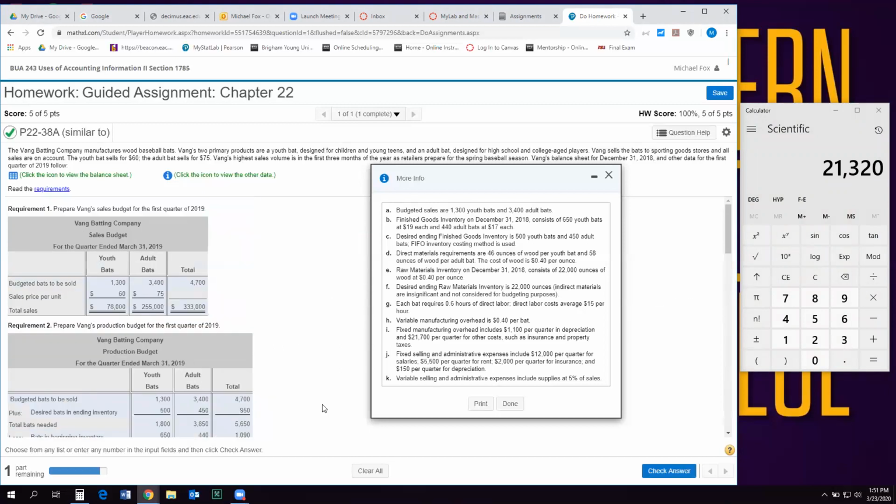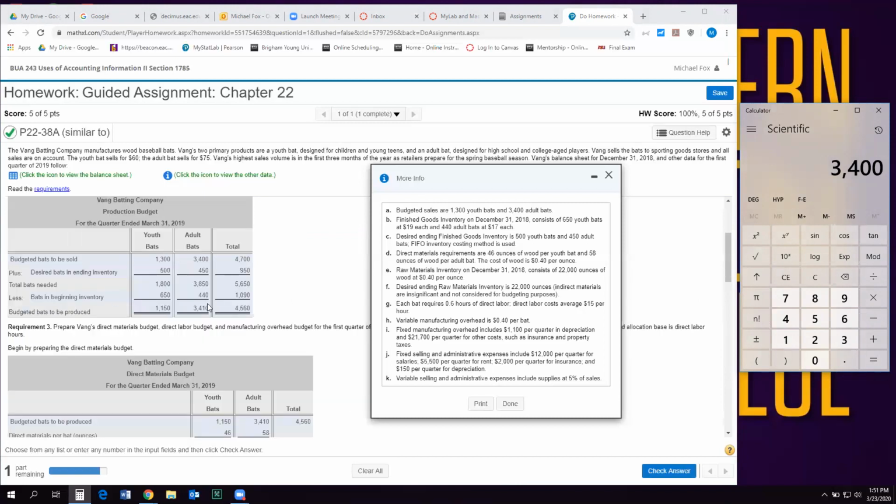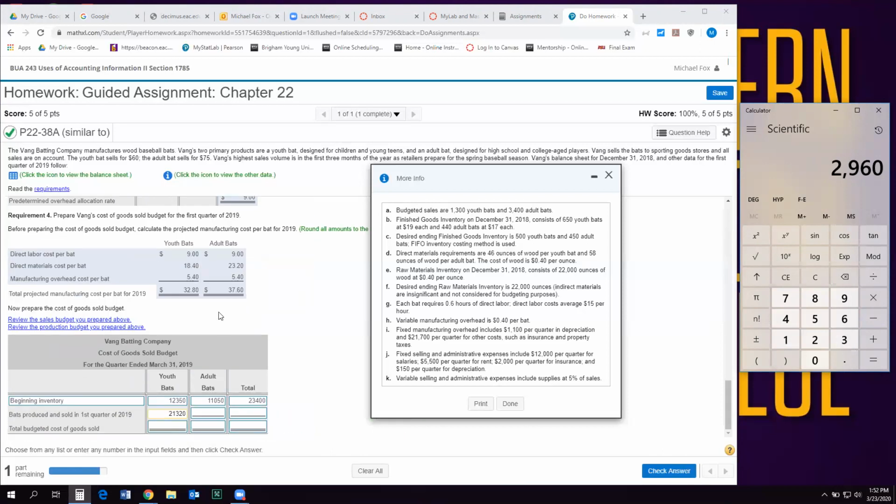Our adult bats, we think we're going to sell 3,400. That's our budget. Of those, 440 were in beginning inventory. So we think we're going to produce and sell 2,960 adult bats during this quarter, and those bats cost us $37.60 a piece to make. So multiply that by 37.60. That's 111,296. Our total will be 111,296 plus 21,320, or 132,616.